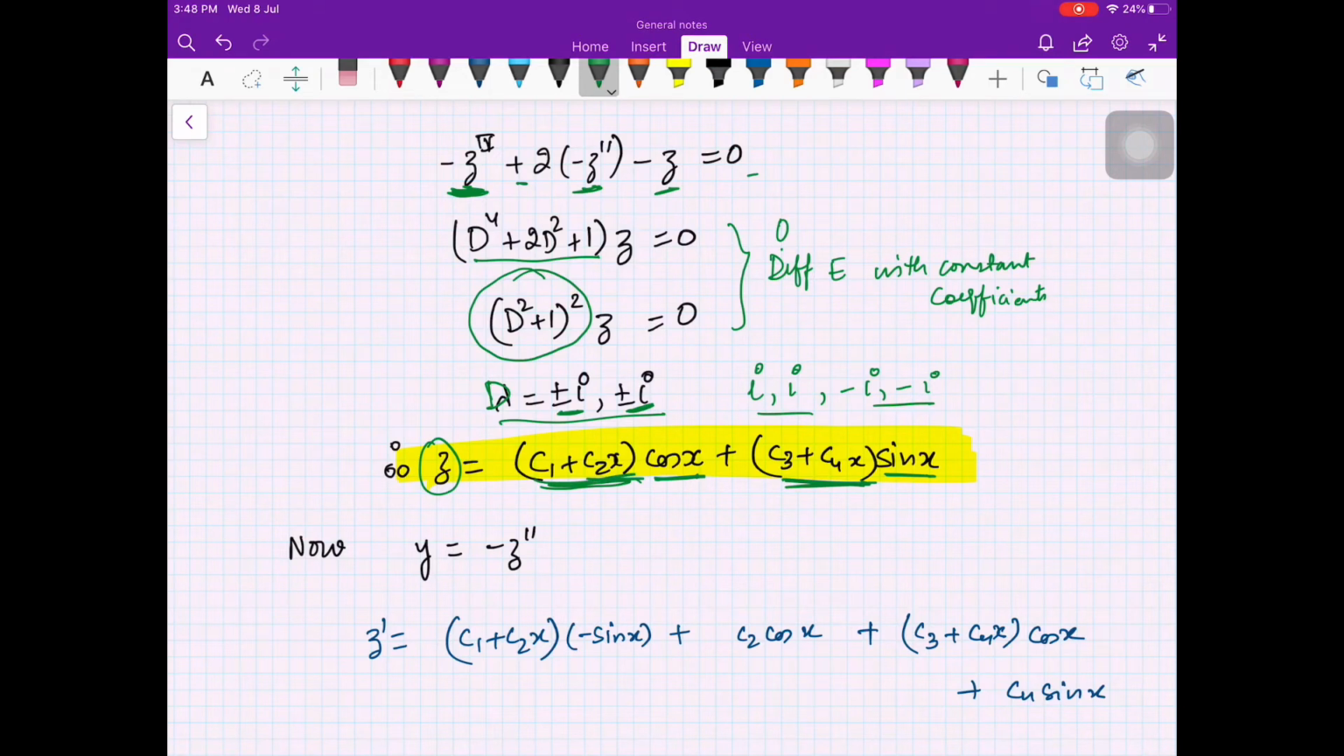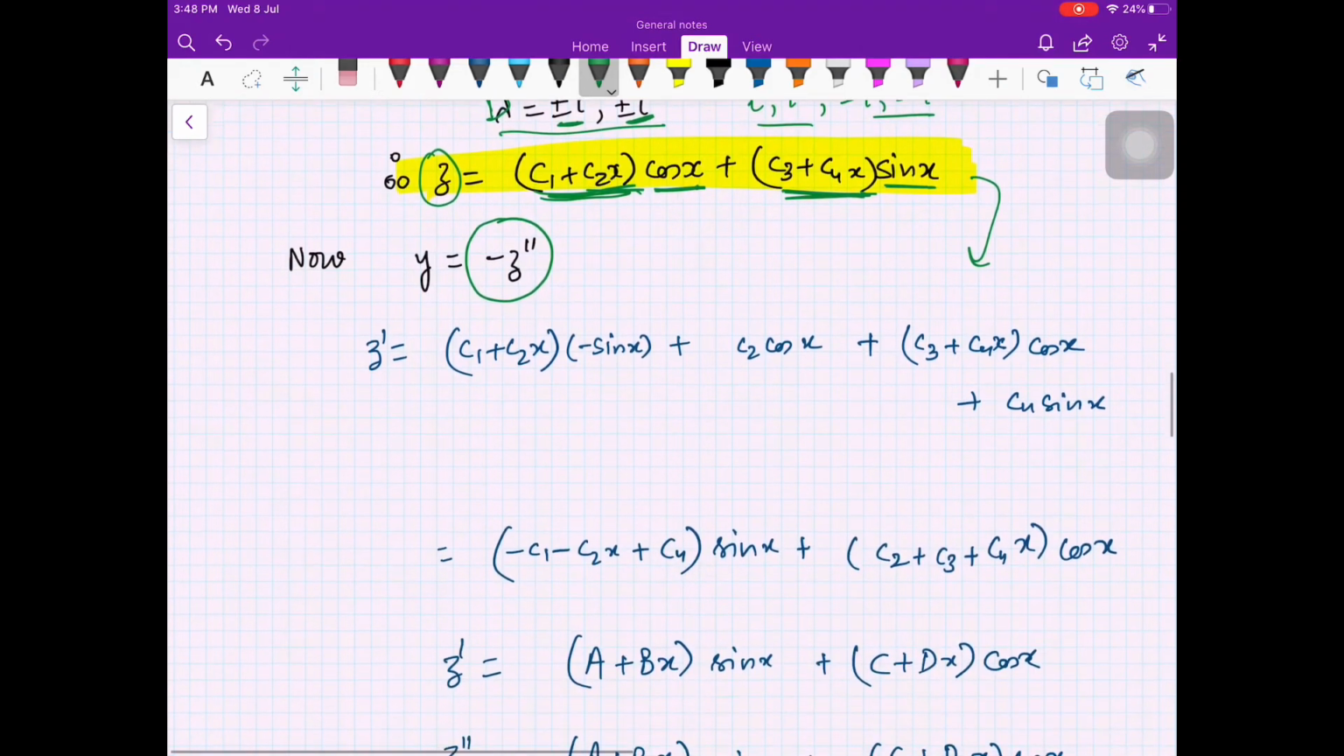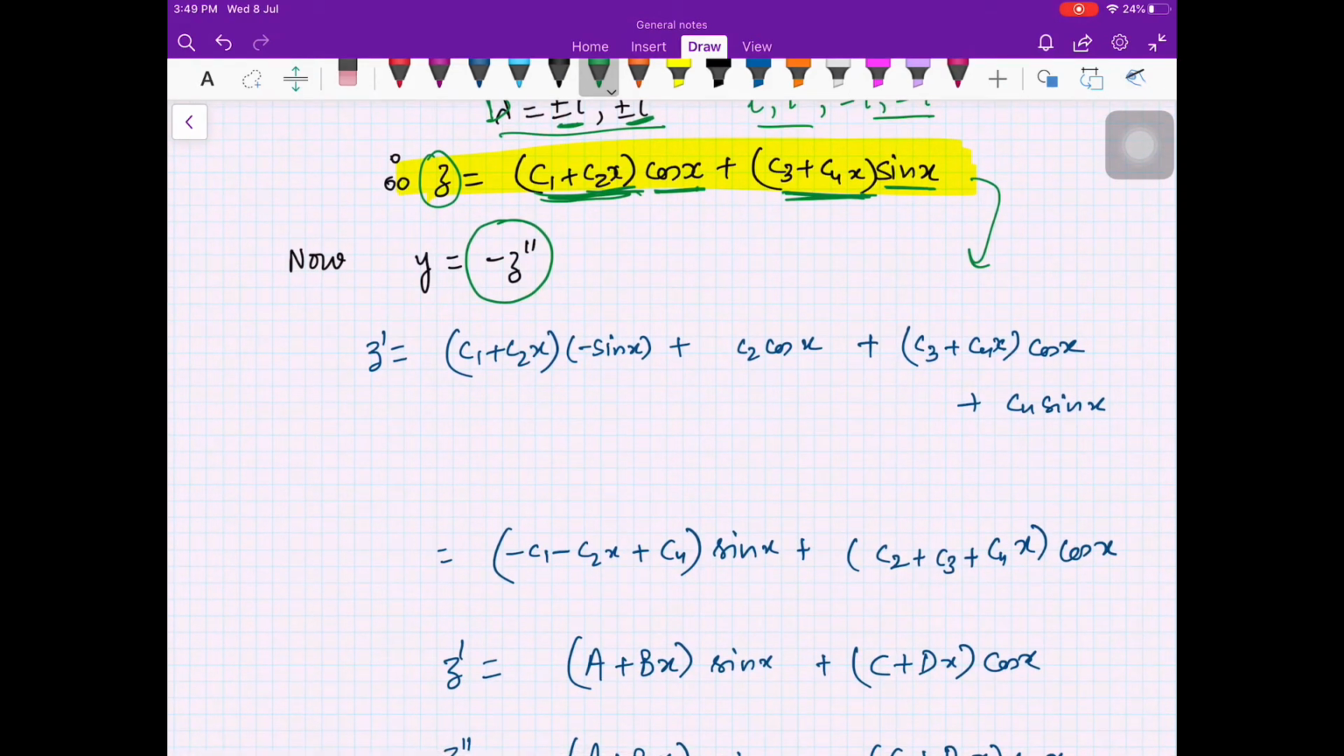Now y is equal to z double dash with a negative sign, so you need to compute the double derivative of this. You will use the product rule here. So you have (c1 + c2 x) into minus sin x, plus here you differentiate x, that is c2 into cos x as such. Similarly here you differentiate x, you keep the rest as such, that is cos x. Then you differentiate x, that is c4 into sin x as such.